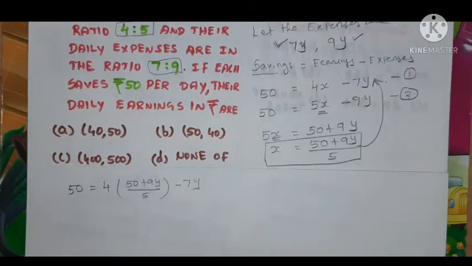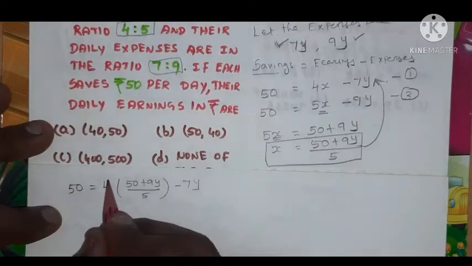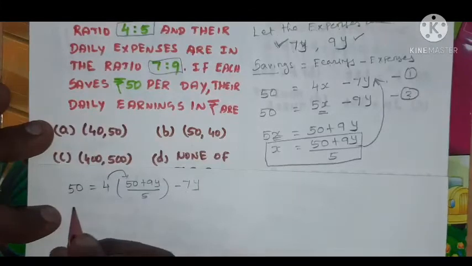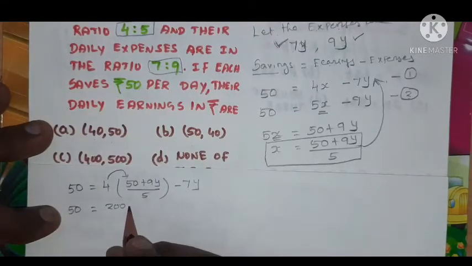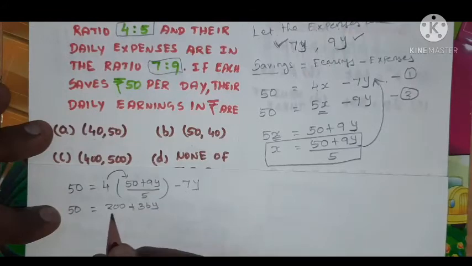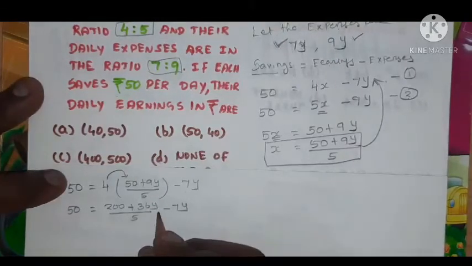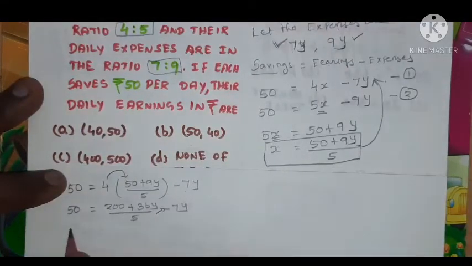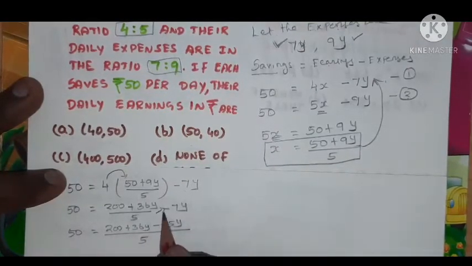Right? Now next. So now just multiply this 4, bring this 4 inside. So 50 is equal to 4 into 50, which is 200, plus 36y divided by 5, minus 7y. Now we'll do the cross multiplication over here, right? So 50 is equal to 200 plus 36y. So 5 into 7 is minus 35y, divided by 5, right?